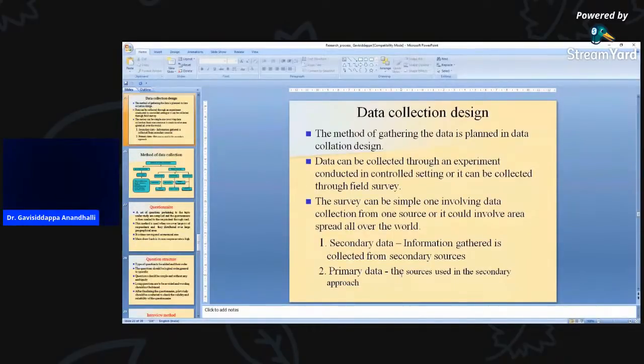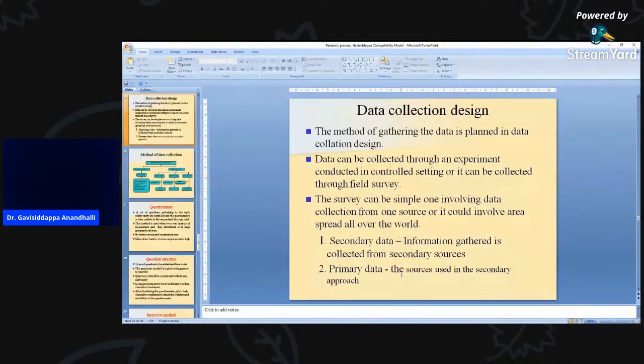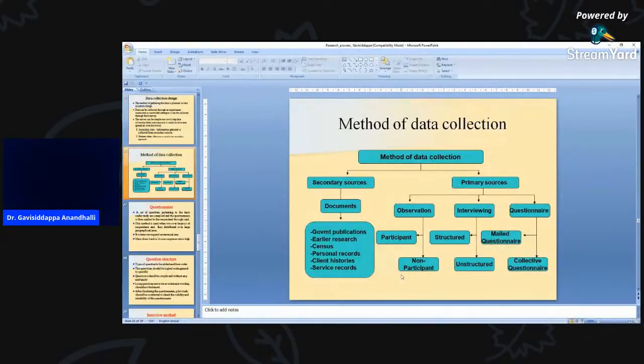Survey can be simple and involve data collection from one source, or it could involve an area of spread. It may be secondary data or primary data. Okay, so design of the method of data collection. This is the total diagram. You can do it.